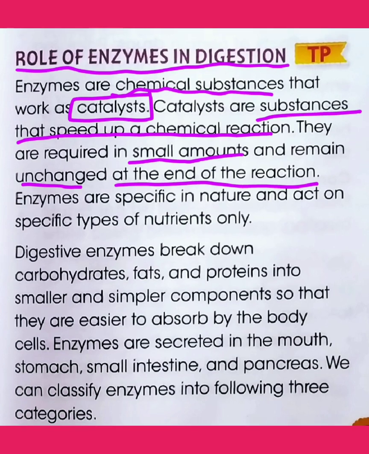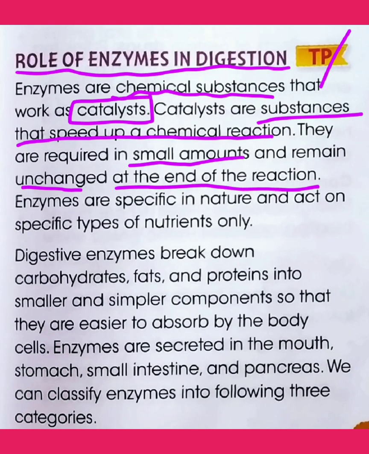We already know about amylase, trypsin, lipase. For example, amylase breaks carbohydrate, trypsin breaks protein, lipase breaks fat. So these are specific for each nutrient. Because they break down nutrients, our body can easily absorb them. Enzymes are secreted in the mouth, stomach, small intestine and pancreas.